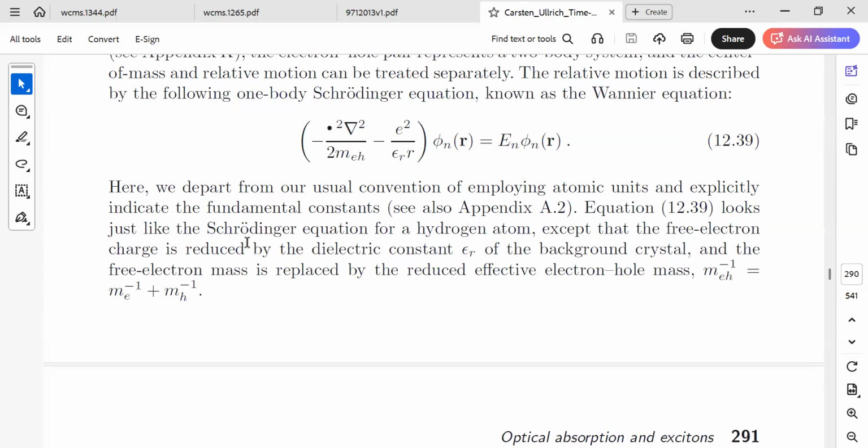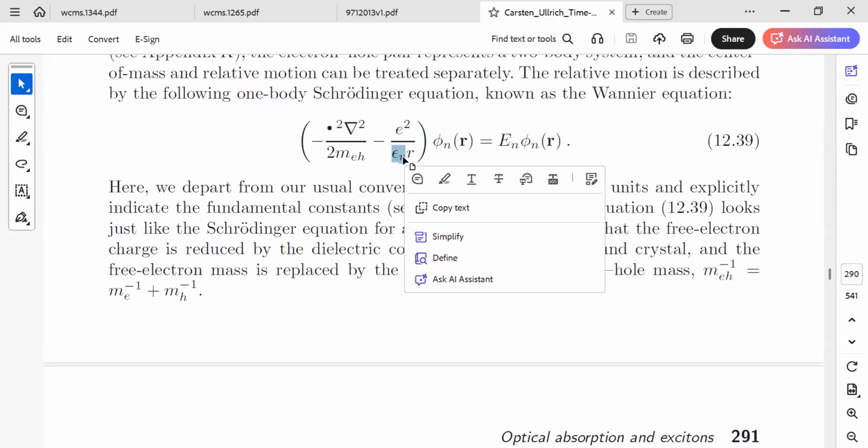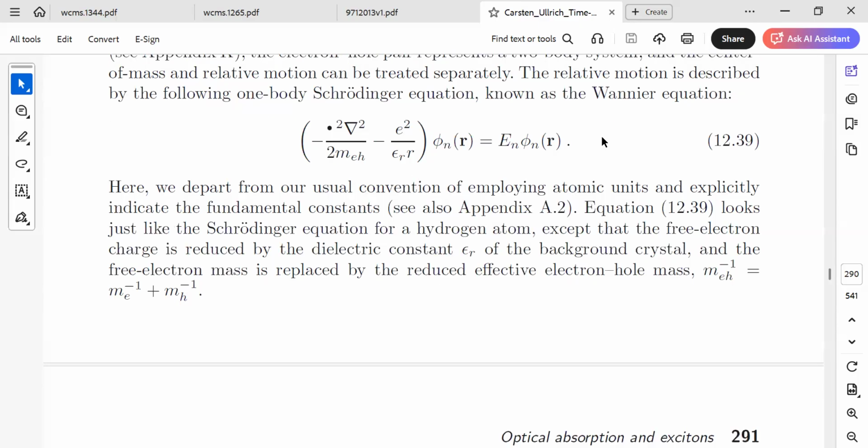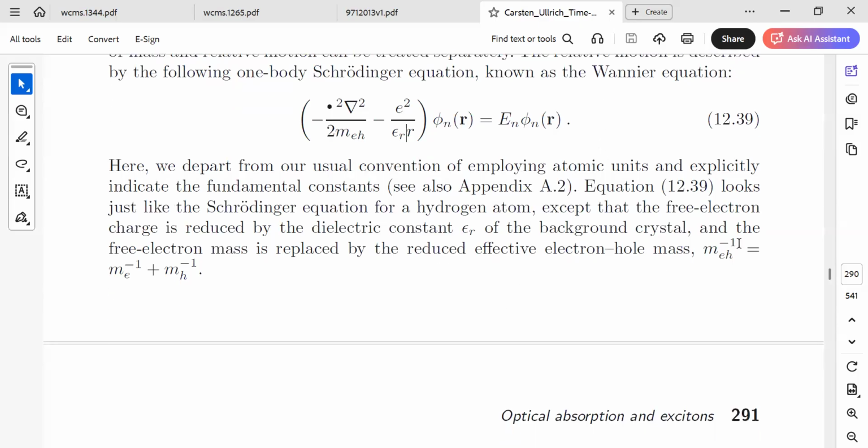This equation looks just like the Schrödinger equation for the hydrogen atom, except that the free electron charge is reduced by the dielectric constant ε_r, because e over √ε_r is the charge of the electron here. So it is reduced, and the free electron mass is replaced by the reduced effective electron-hole mass.